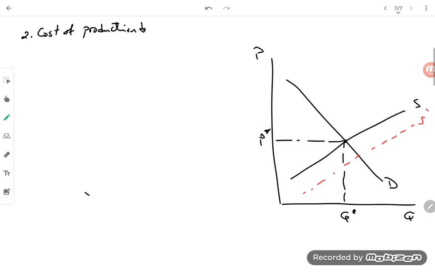So the supply curve will shift to the right and we have a new intersection point, or equilibrium point, at Q double star and P double star. So as the supply curve increases, or shifts to the right, the equilibrium quantity will increase from Q star to Q double star and the equilibrium price will decrease from P star to P double star.